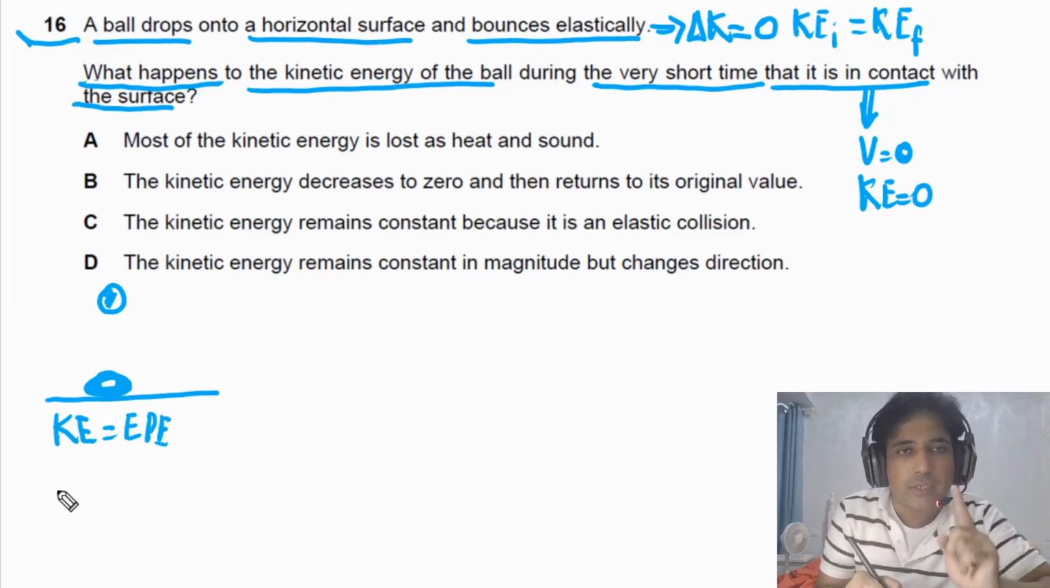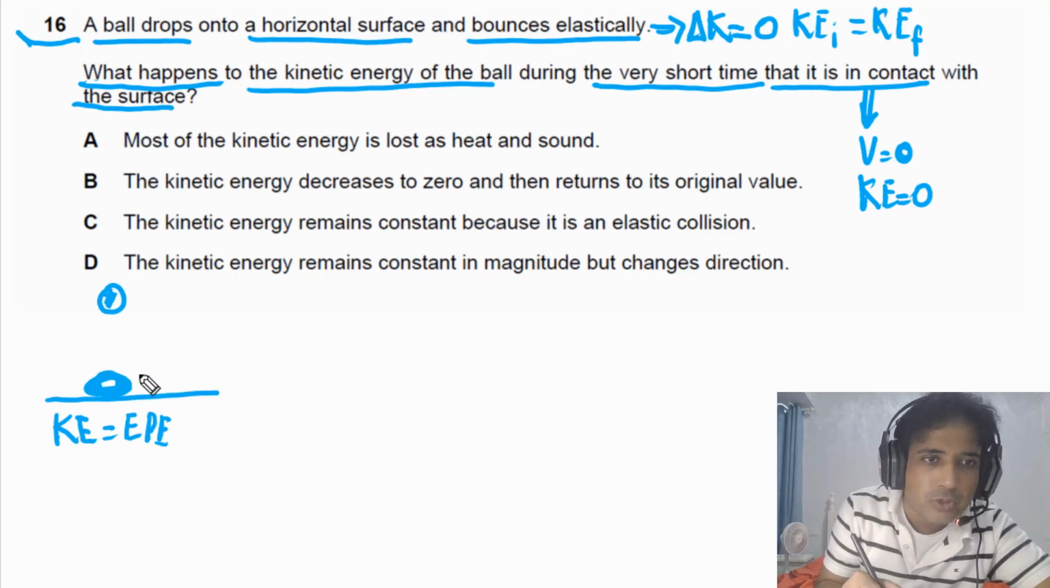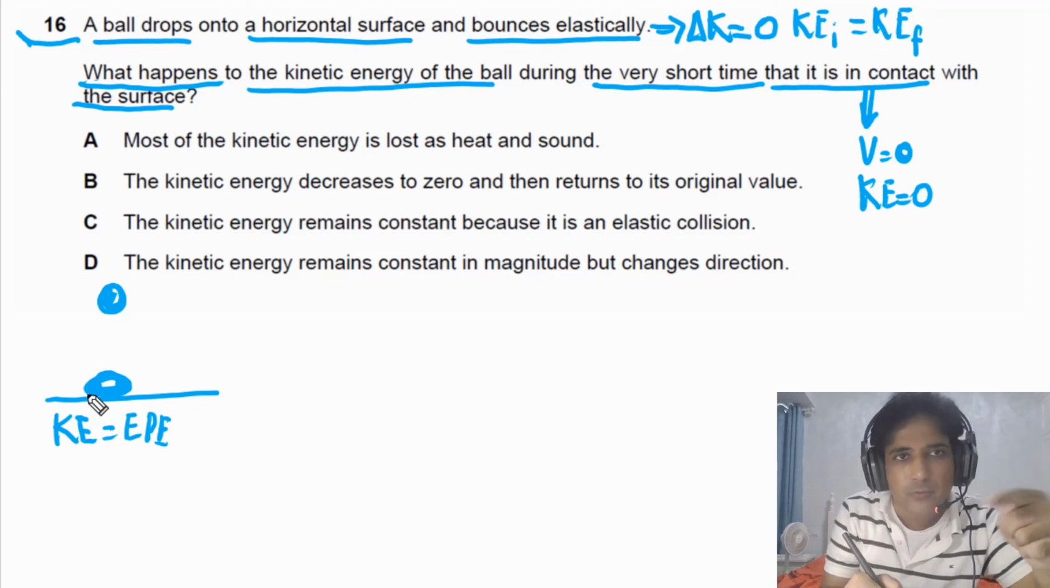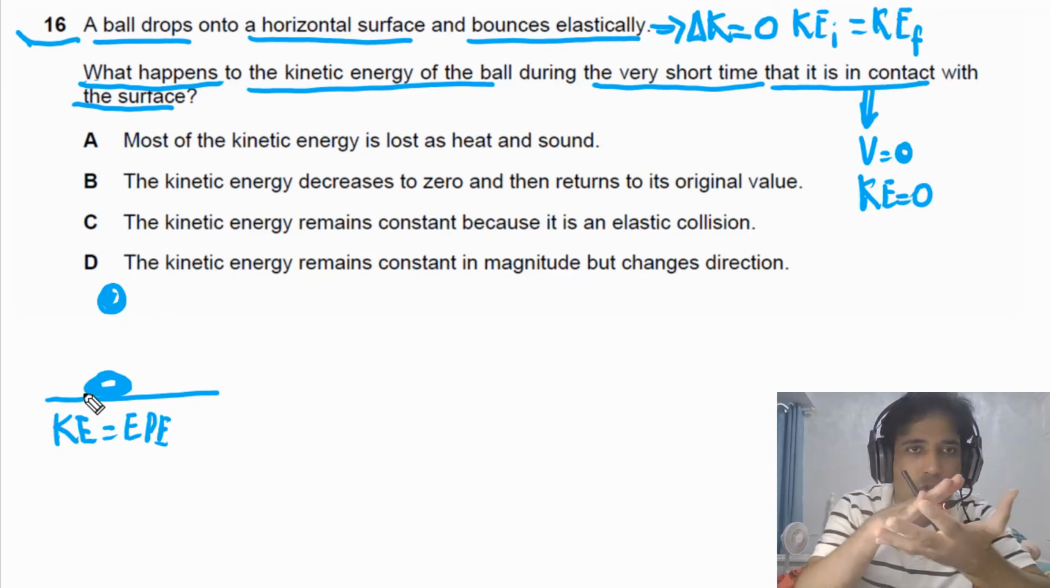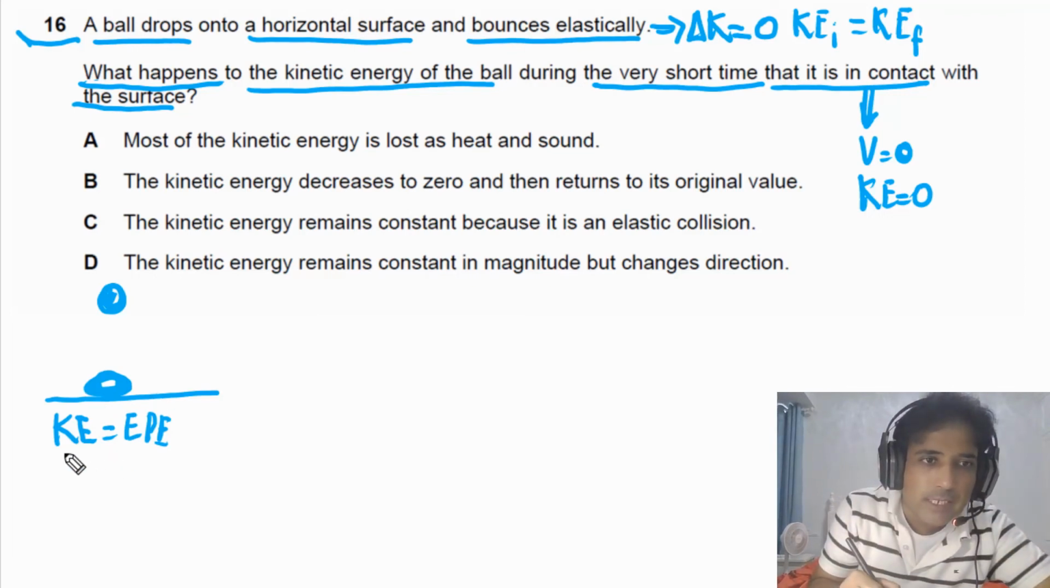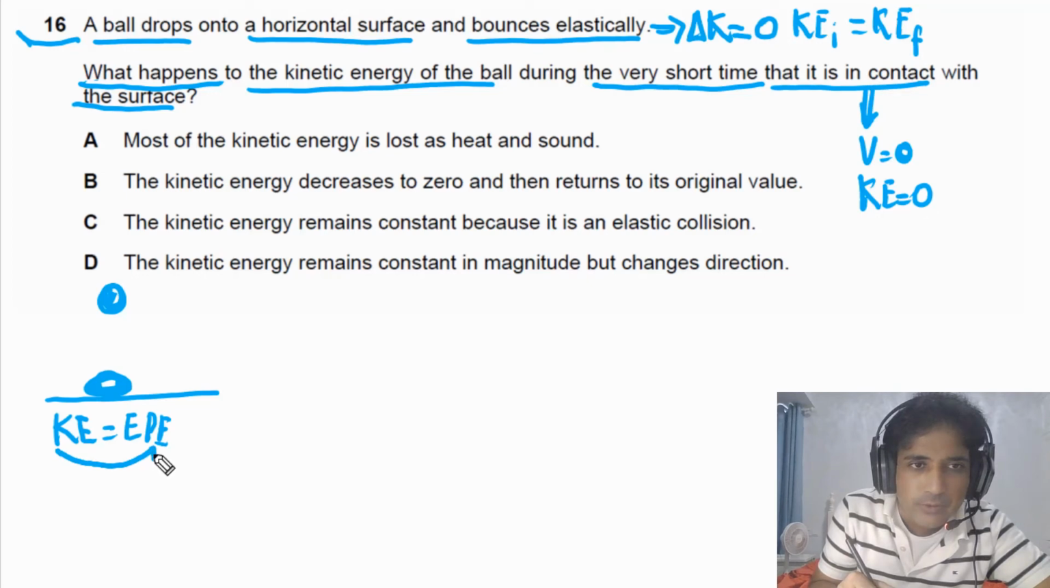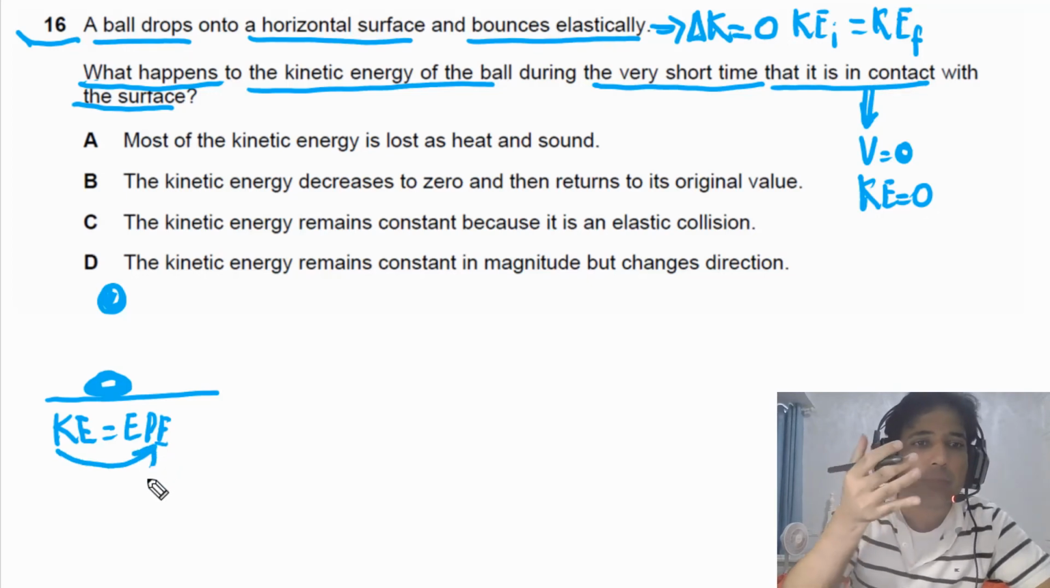Now in this case there is a resultant force on the ball. So finally this ball will change direction and it will rise to the same height. So kinetic energy before collision and after will be the same, but kinetic energy when it is in contact with the surface will be zero. In this case kinetic energy will be converted into elastic potential energy of the ball. So this is the point you need to understand.